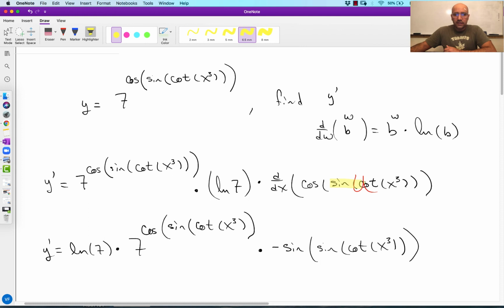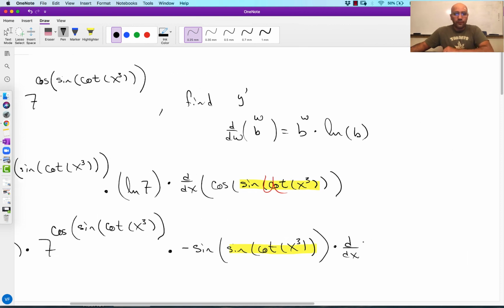So I was pretending this entire thing here was just the letter u. So cosine of u is going to be negative sine of u. So pretending all of this was just the u, let me just copy it down. Good. But now you got to pay the price for pretending it was just a single letter. Now we got to multiply it times the derivative with respect to x of the thing you just pretended was just a single letter u. So let's come over here. Times the derivative with respect to x of sine of cotangent of x cubed. Okay, so let me get rid of this.